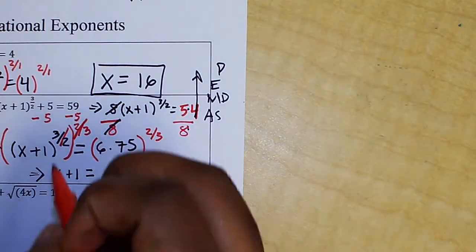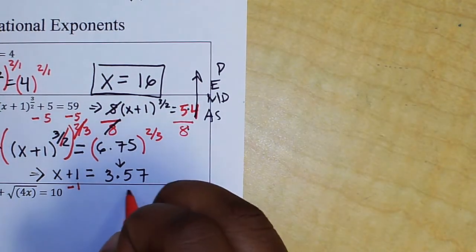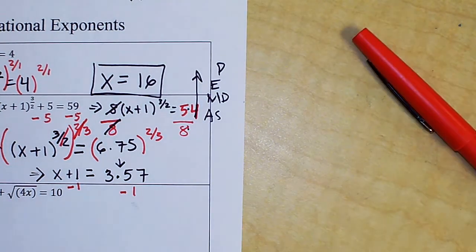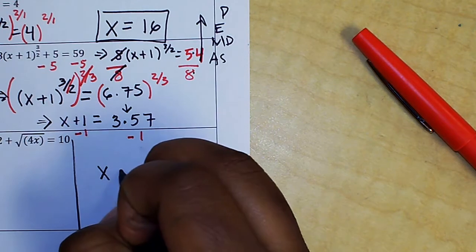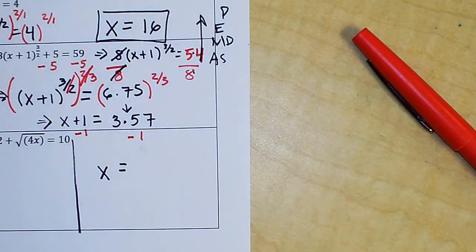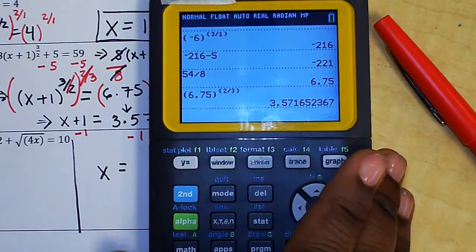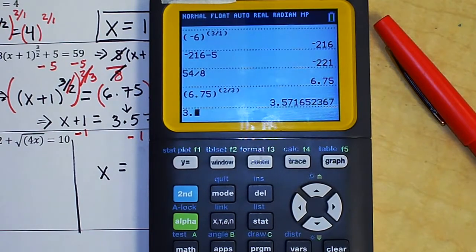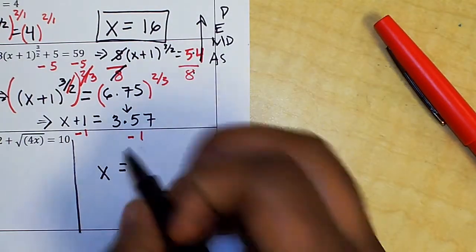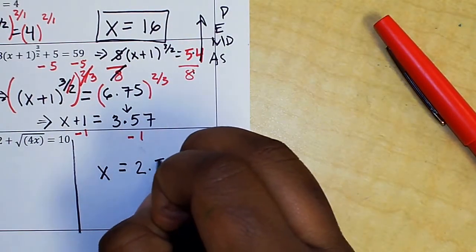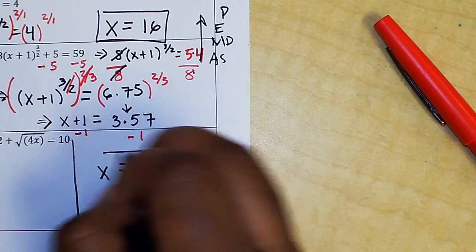Excuse me. So we got to get rid of this 1. We're going to subtract 1. Subtract 1. So now I'm going to continue my work down here if it's okay with you guys. I have x is equal to 3.57 minus 1. 3.57 minus 1 is equal to 2.57. So our answer is going to be 2.57.